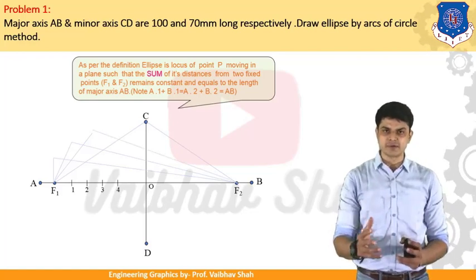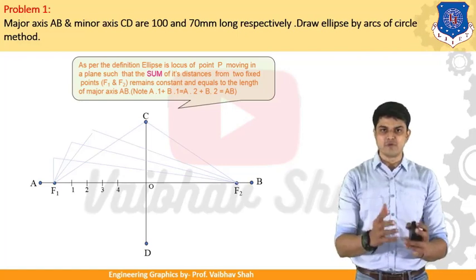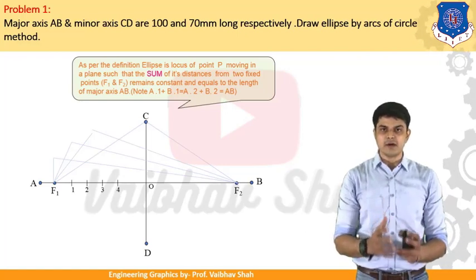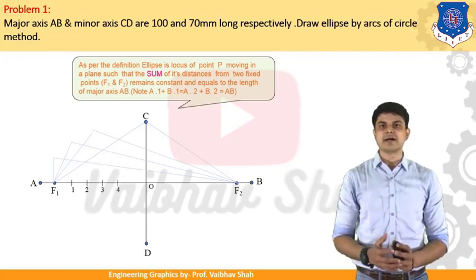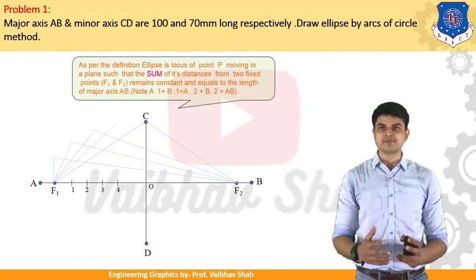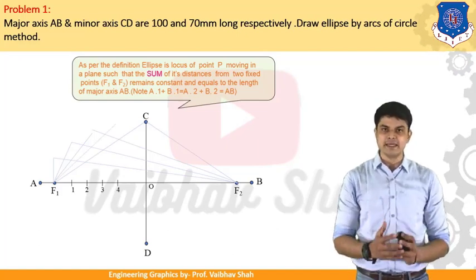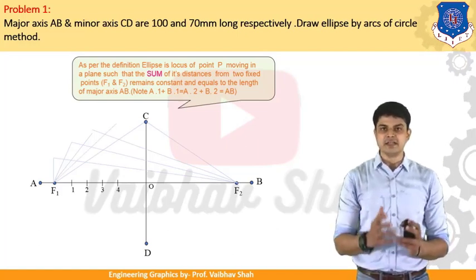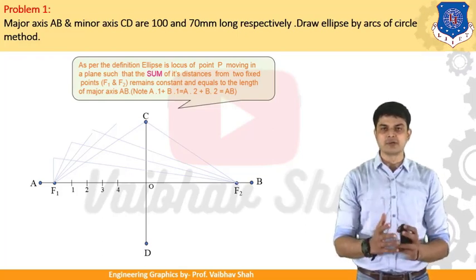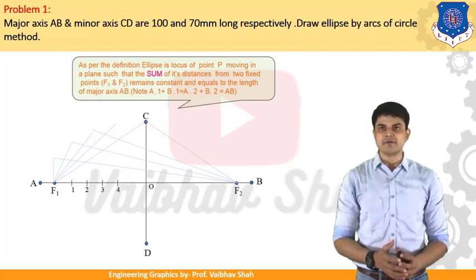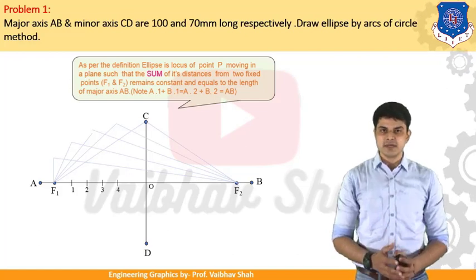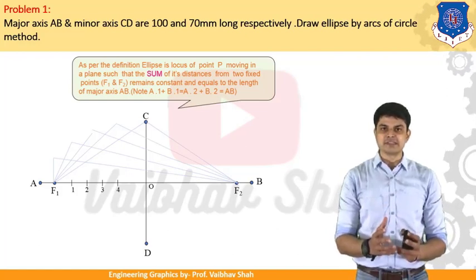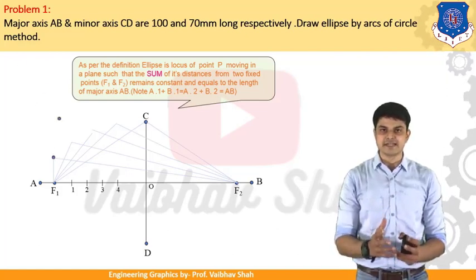Then after, put your rounder at final point A till 4. Now put it on your F1 center and try to draw the arc. And then after, let us put your rounder at the point B. Take B till 4 distance onto your rounder and try to cut your previous drawn arc like this. So by cutting these points, we will be having some points of intersection like this.